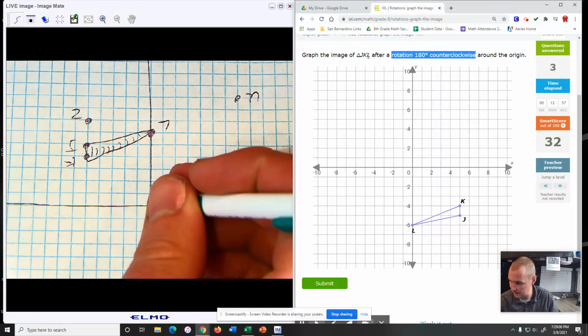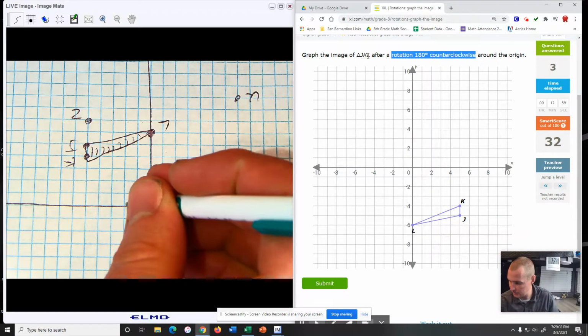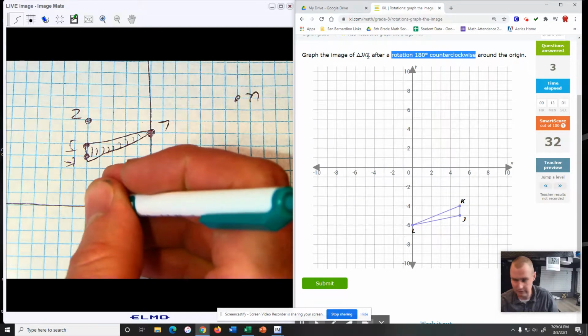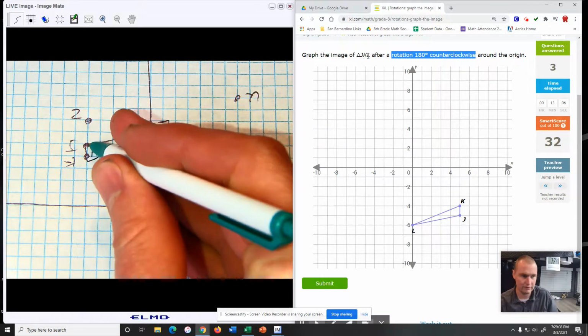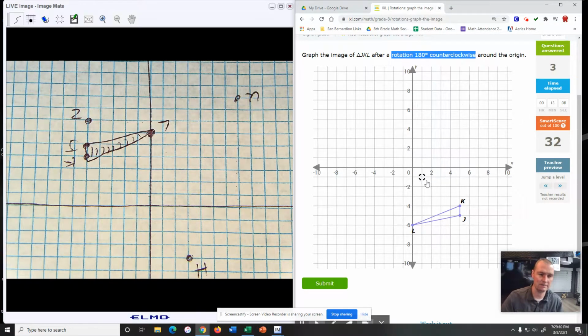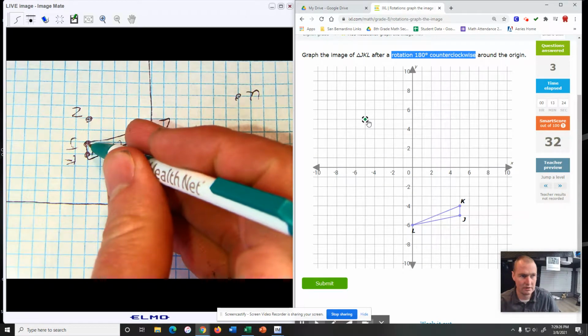So in order to get to J, I need to go left, -1, -2, -3, -4, -5, and up +5. 1, 2, 3, 4, 5. Now match that on the IXL. Left, -5, -1, -2, -3, -4, -5, and up 5. 1, 2, 3, 4, and 5, and click. All right, so that's J.